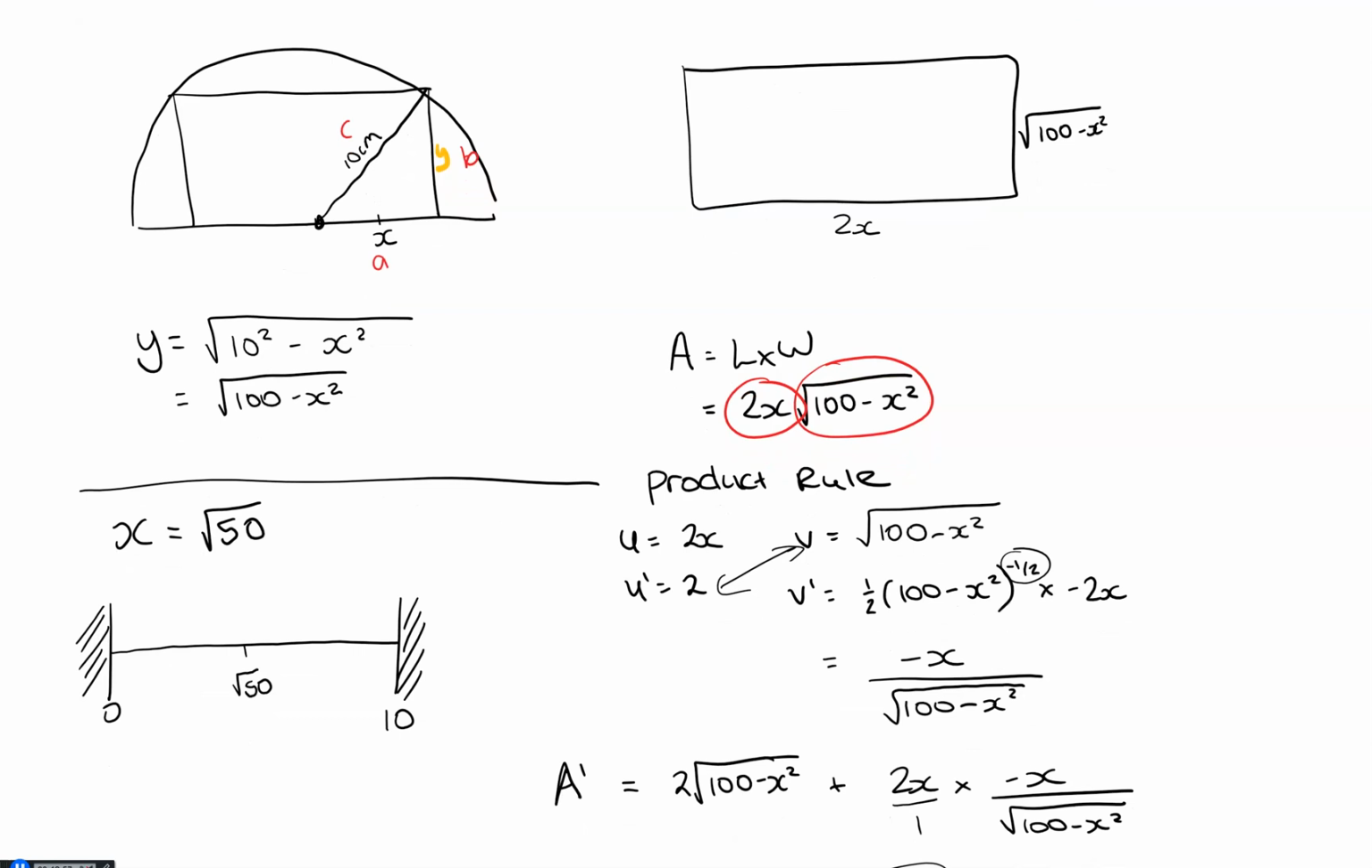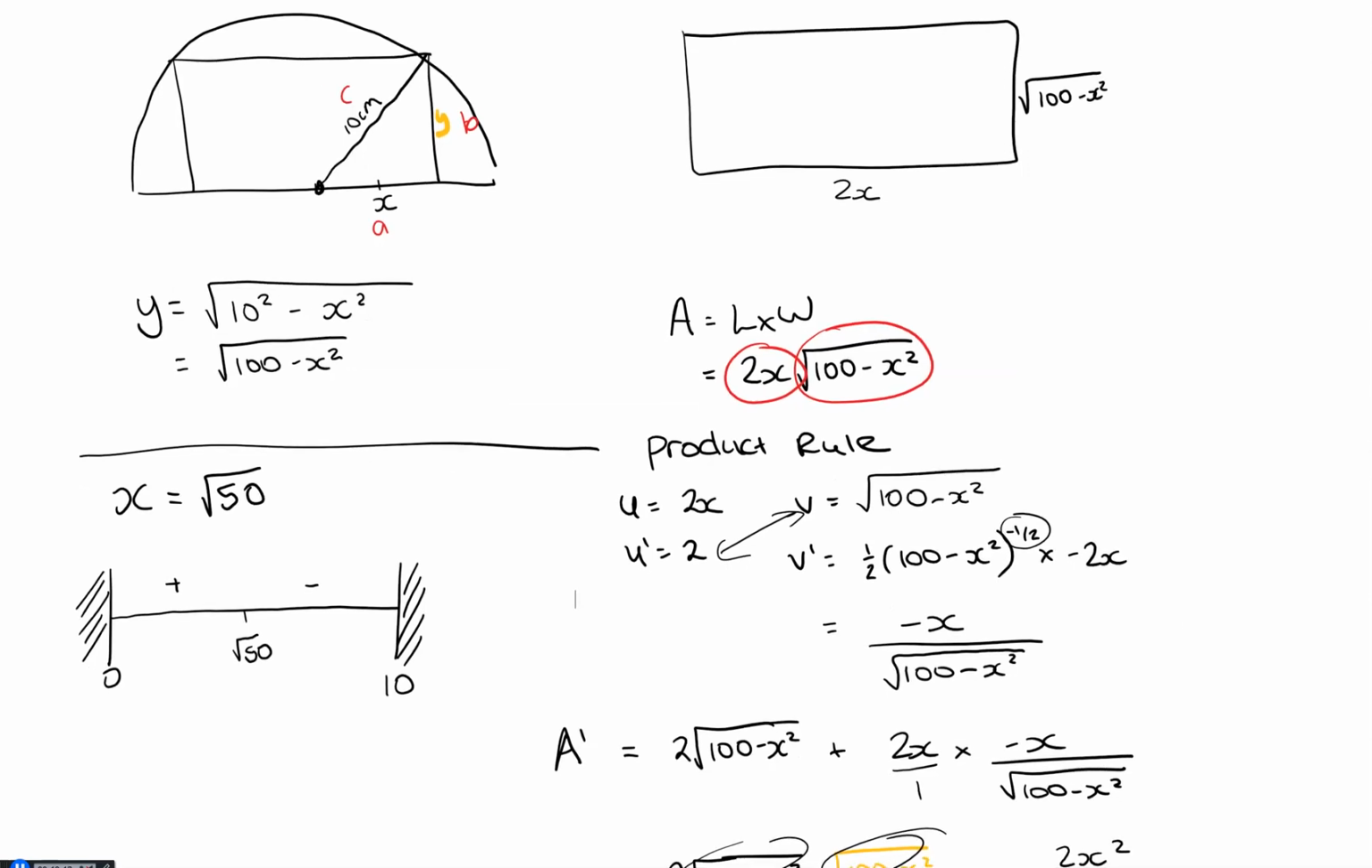And so we could graph the original equation, which would be pretty safe to do, and have a look to check that it's a maximum. Or we could graph the first derivative and see that it is above and then below, which makes it positive and then negative. So we're confident now that when x is root 50, that maximizes the area of the rectangle.